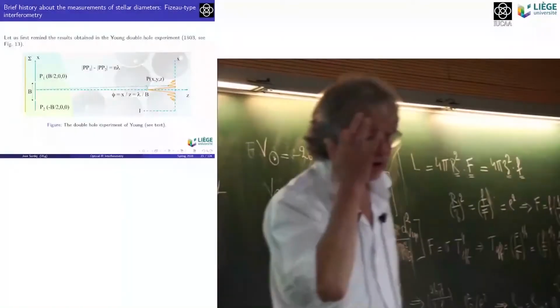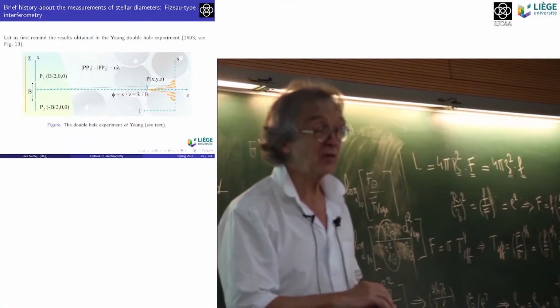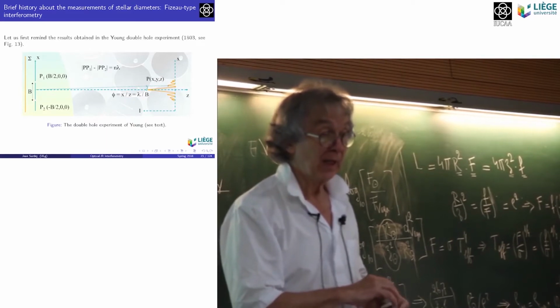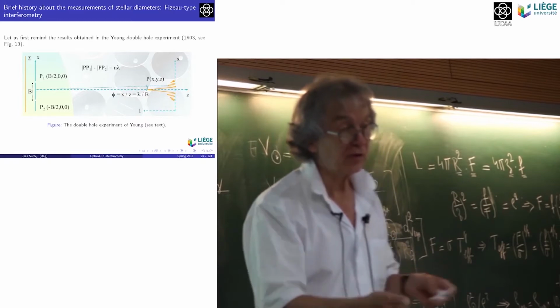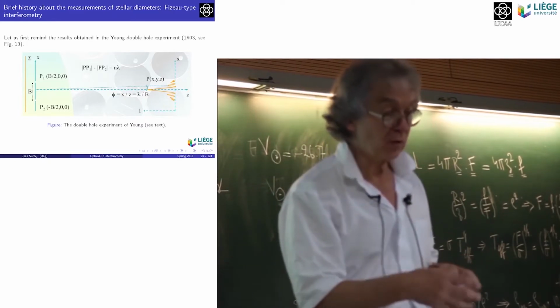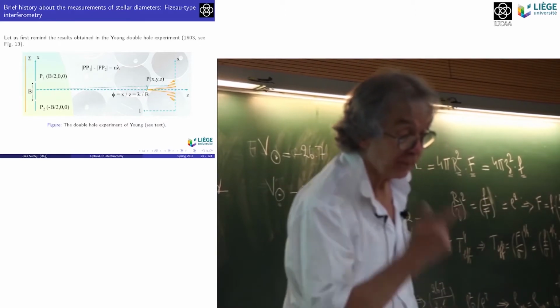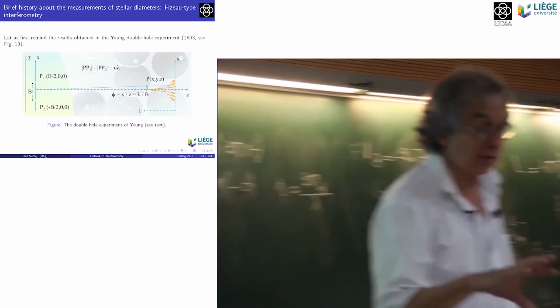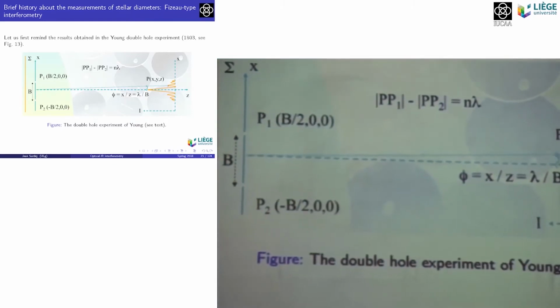Now I shall shift here to a new section, Fizeau-type interferometry. Major contributors to this are of course Young, but also Fizeau, Stefan, Michelson, Pease. And here is just a reminder about the double slit Young experiment.